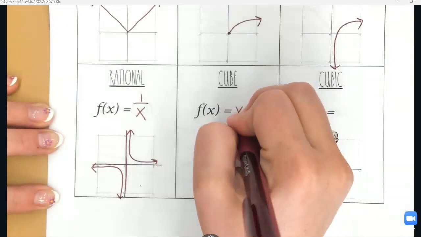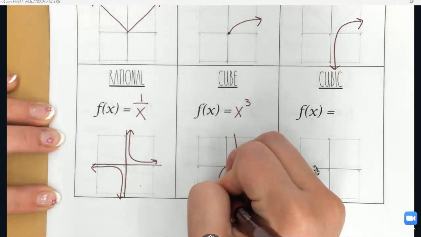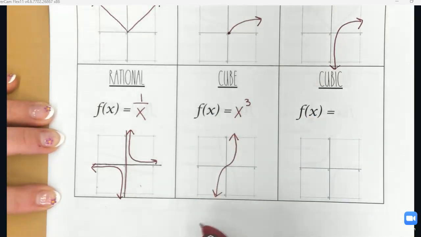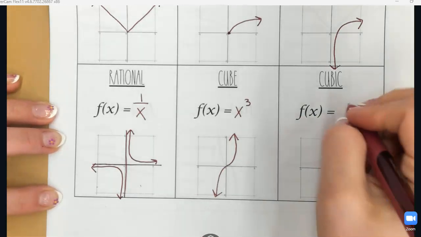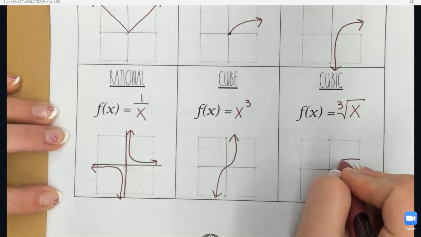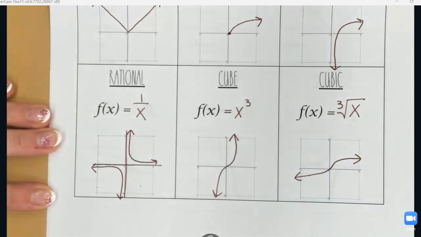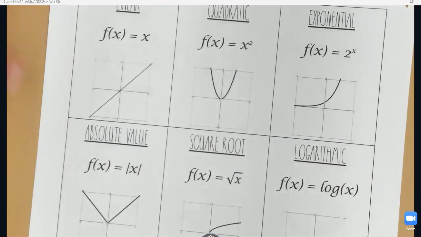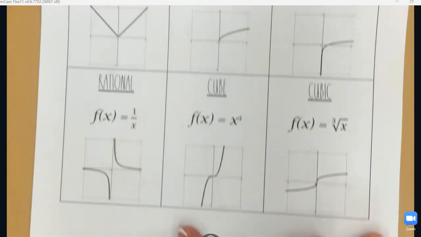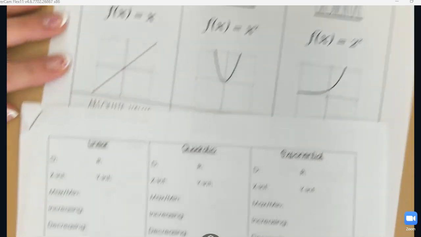Okay, cube, this is x to the 3rd power. This one looks kind of like a parabola where the second arm got lazy and flipped upside down. And then your cubic, this is the cube root. This one is similar in shape to the cube, but it's kind of tilted on its side. All right, so those are our 9 parent functions. And what you have on the next page is those equations along with the graphs. And so this is what we're going to be looking at as we list the different characteristics for each.